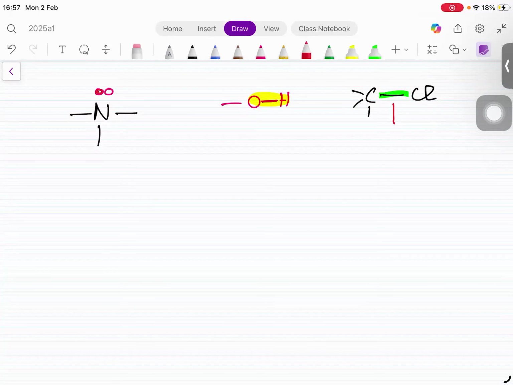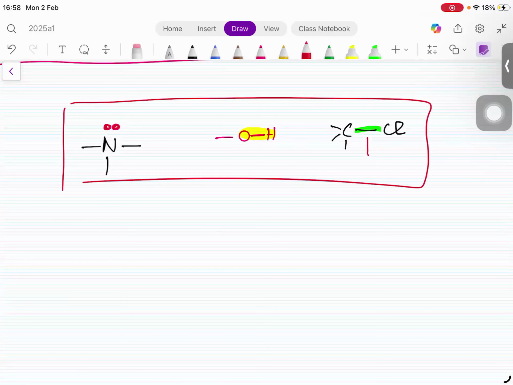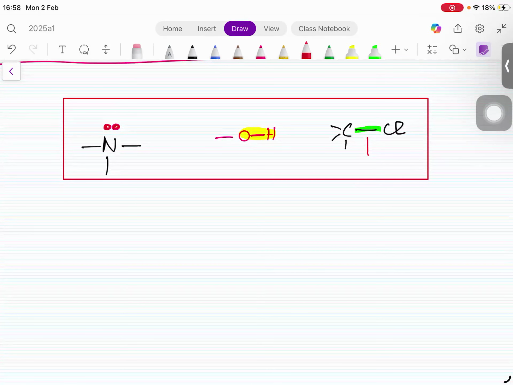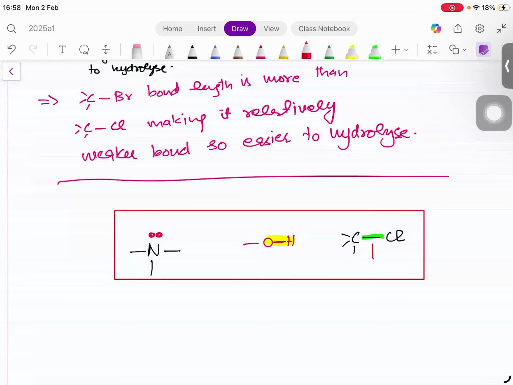A stronger electron density on nitrogen means more basicity, right? So these three things are there which you need to explain in order to have the explanation for the relative acidities and relative basicities. Chlorobenzene is almost impossible to hydrolyze. Haloalkanes, yes, they undergo hydrolysis, right? But their rate of hydrolysis is not that much as compared to acyl chlorides or acyl bromides, right?